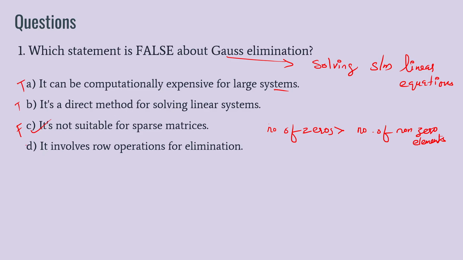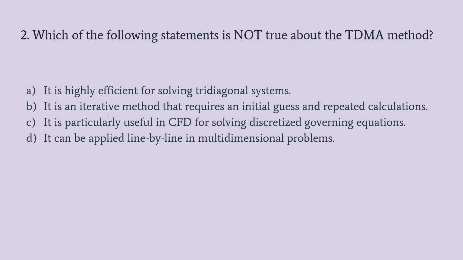Again, I told you the first statement at the start itself. Gauss elimination is basically carried out by doing row operations in the matrix. So this is true. So the only statement which is false is option C. So that's our answer.